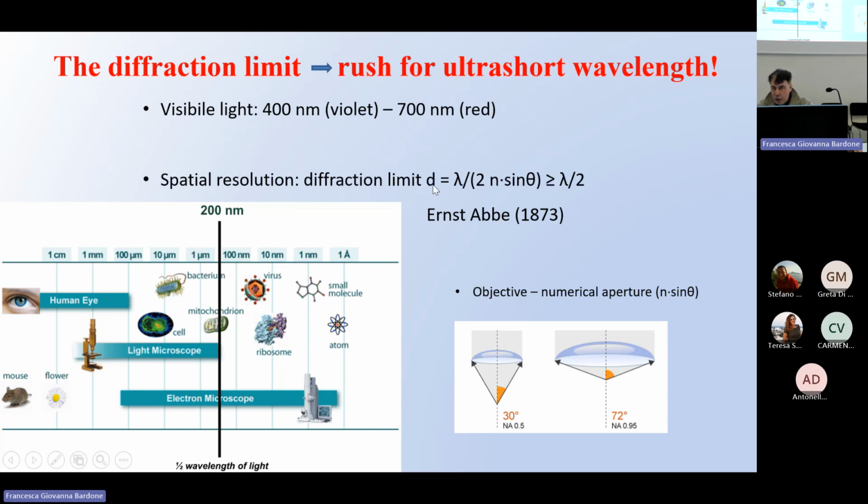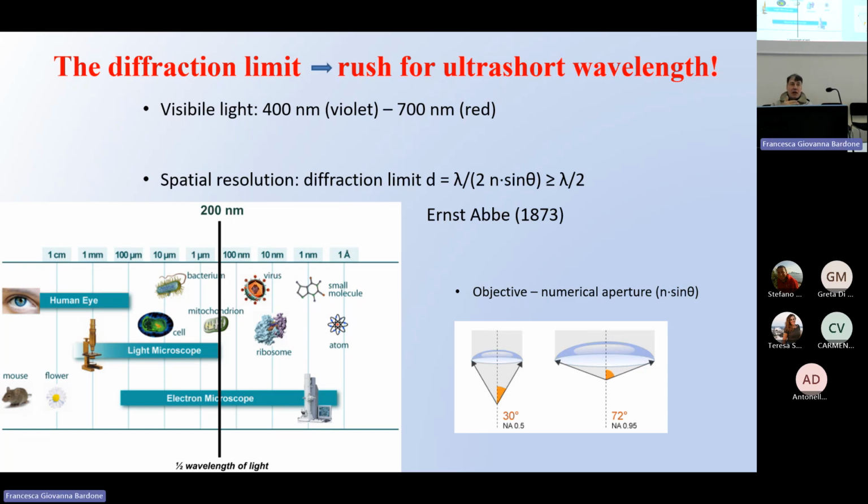And the formula which gives you the smallest object I can see with this type of microscope, the diffraction limit, tells you that the small object, which is the spatial resolution, d, is equal to lambda half. Half of the lambda is the spatial resolution. If you have an optical microscope, you are using light, you are using optics. What is the spatial resolution? What is the smallest object you can see? Half of the lambda you are using.